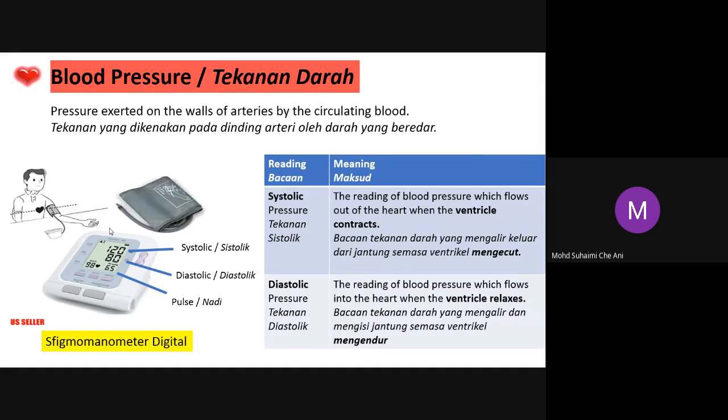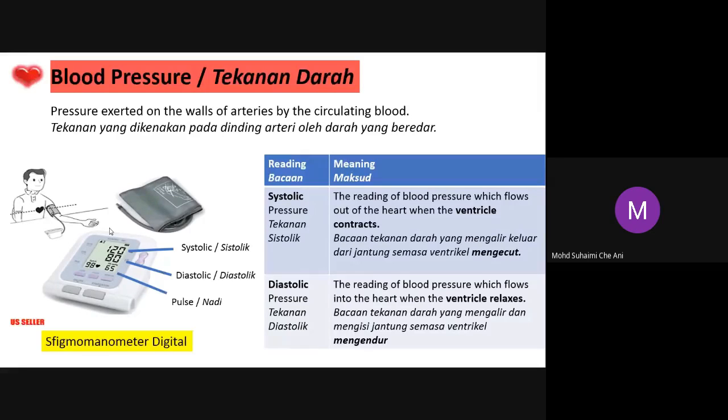So what does blood pressure mean? Blood pressure is the pressure exerted on the walls of the arteries by the circulating blood. The artery brings the oxygenated blood, right? The artery also contracts and relaxes because of the action of the heart. So when there is a flow, there is a pressure. This is the pressure that we want to measure, so that we can know our health condition.